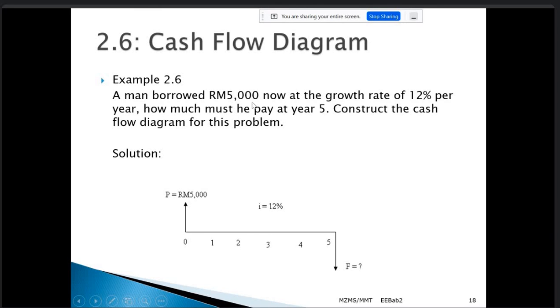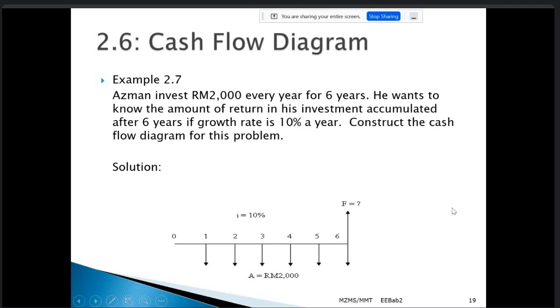A man borrows 5,000 now at the growth rate of 12% per year. When you borrow, it's positive because you get money. How much must he pay at year 5? Construct the cash flow diagram for this problem. So you get 5,000 because you borrow money, so the money came into your pocket. Your growth rate is 12%, and then how much does the man have to pay at the end of year five? So that is F. Okay. Understand?